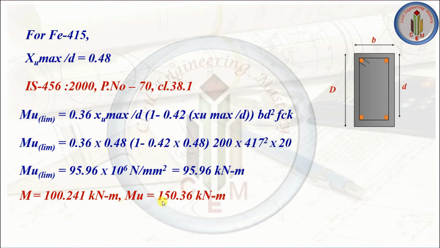So Mu is 150.36 kilonewton meter. So this is the factored moment. Factor of safety is 1.5. So here Mu is greater than Mu limit. So in this case we need to provide the doubly reinforced beam. So we can come to know that the moment carrying capacity is greater than the limiting moment carrying capacity of the beam.